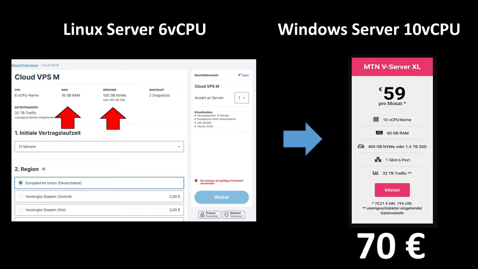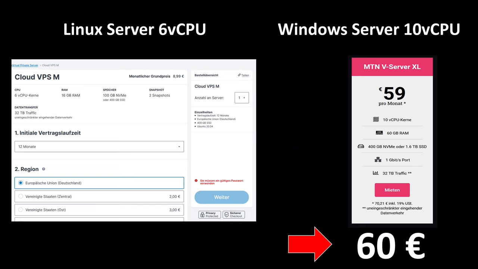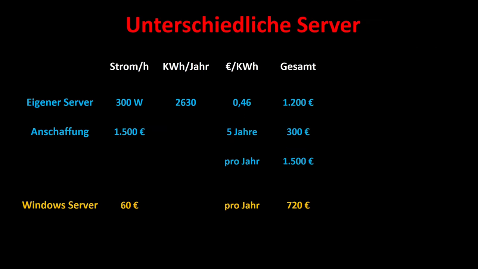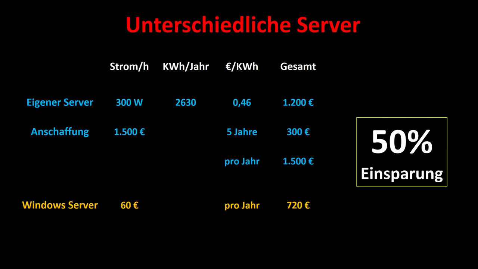Since the Windows server has more RAM and a larger hard drive, we deduct another 10 euros per month. This means that the Windows server is 720 euros per year, and that is already a saving of 50% compared to your own Windows server.